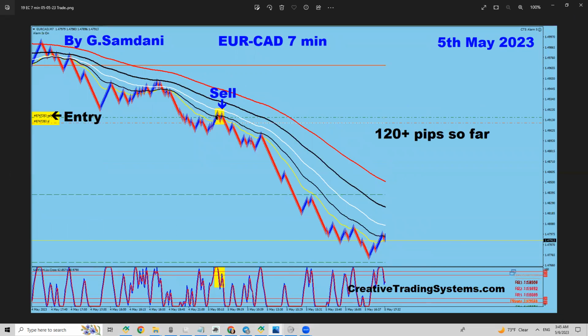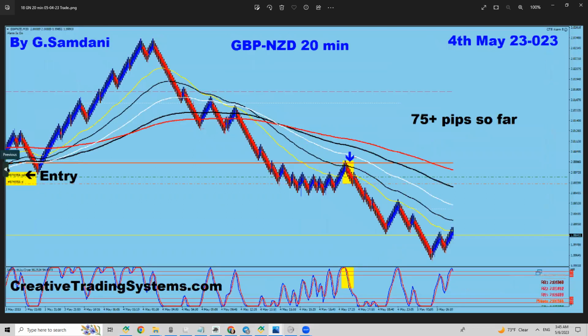Look at that. From the 7-minute chart. Same entry, same kind of entry. Yellow is below the black and the red. This indicator is all the way up. Price is making a lower high, right? So this high is lower than this high. And then after that, 120 pip. Nice and clean.